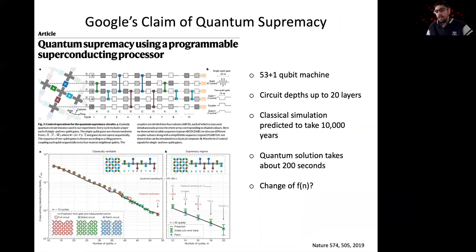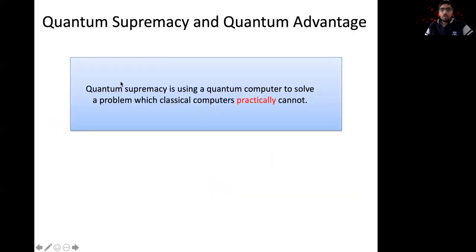Of course, it doesn't solve any real world problem, right? It's just a problem which demonstrates the power of quantum computers, that they are enormously more powerful than classical computers, but it doesn't solve any real world problem. So quantum supremacy is basically using a quantum computer to solve a problem which classical computers cannot do.